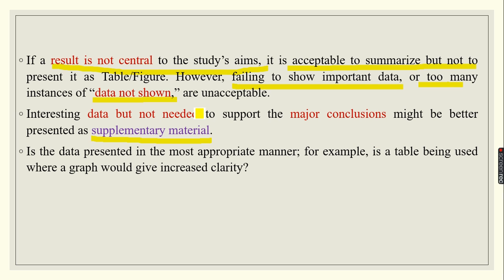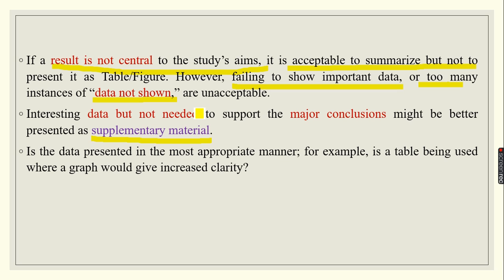Now, is the data presented in the most appropriate manner? For example, a table is being used where a graph would give increased clarity. You see, a figure is always a better choice when you want to show the important things, important highlights. But a table may also be useful when, for example, there are three values which are not so distinctively noted in a figure.